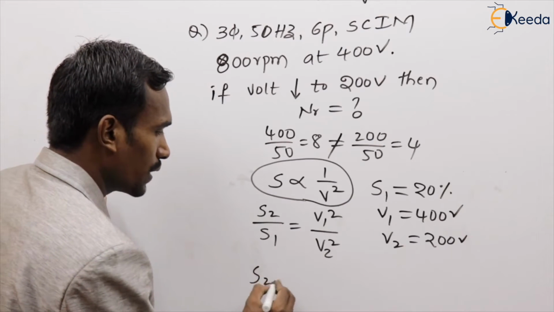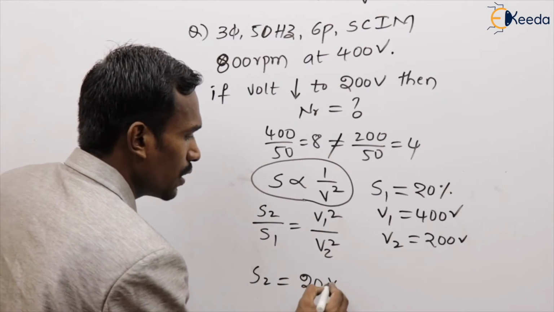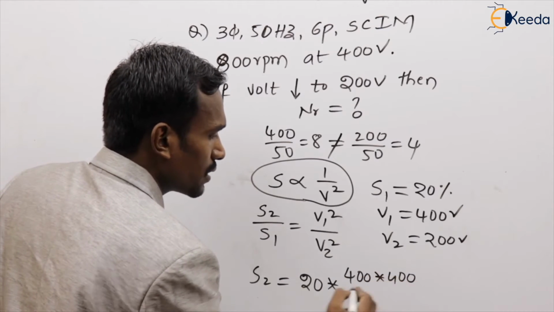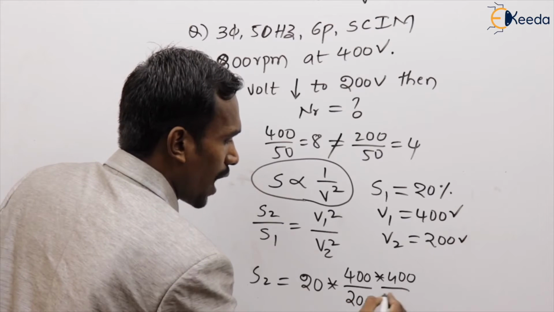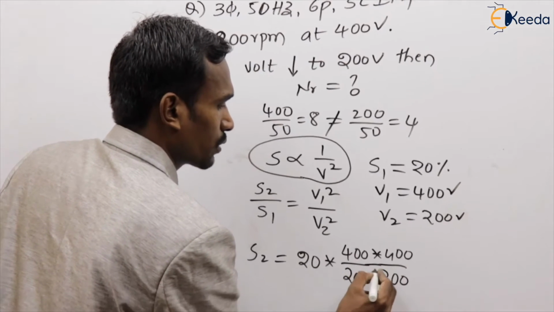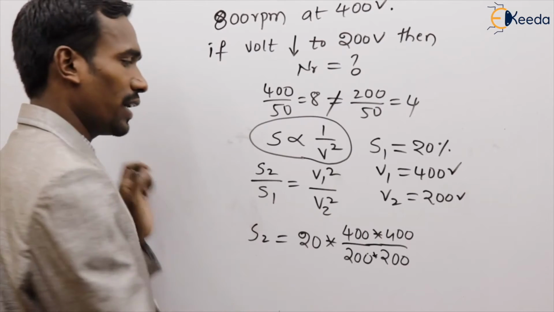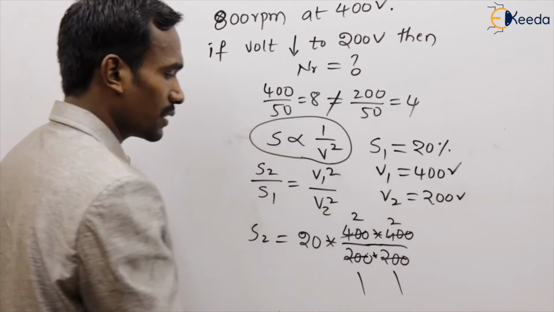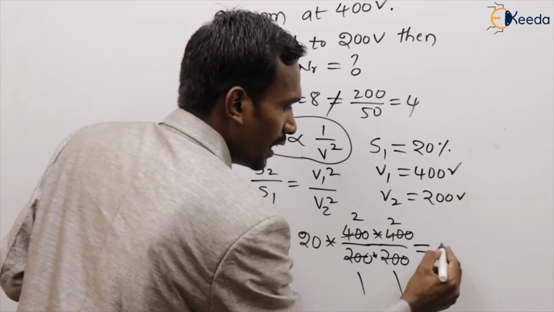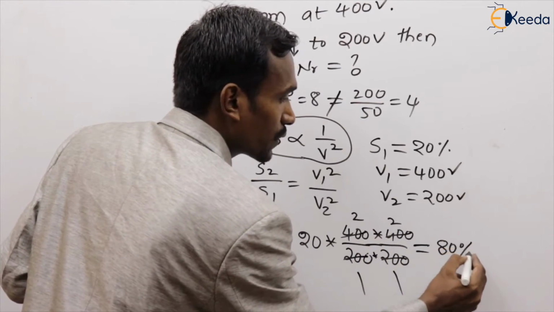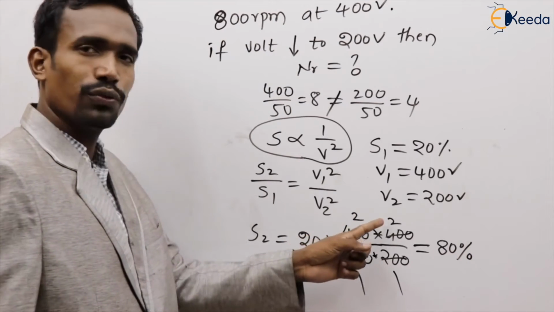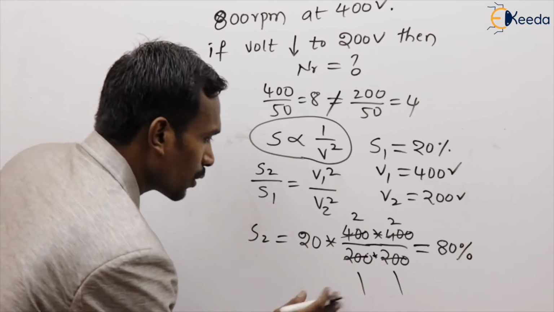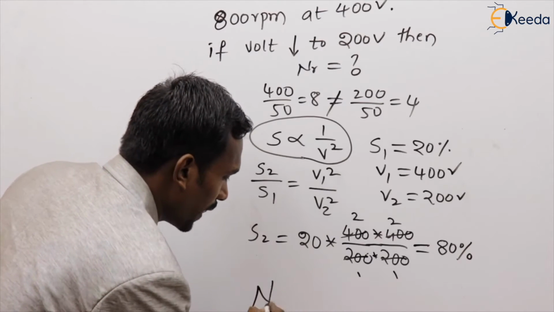S2 is equal to S1 into V1 square divided by V2 square. 200 once, 200 twice. Finally, 80% slip. 2 into 2 is 4, so 20% into 4 is 80% slip. What is the rotor speed now?